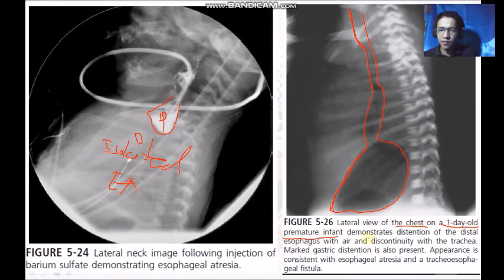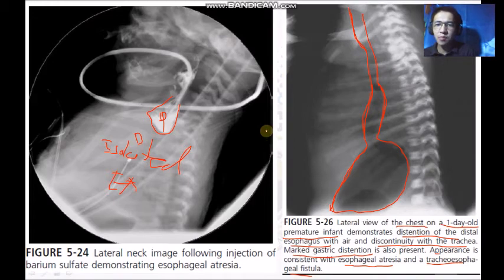So, a lateral view of the chest on a 1-day-old premature infant demonstrates distension of the distal esophagus. Here you can see the esophagus is much wider compared to the other area. So this is the distal esophagus filled with air and discontinuity with the trachea. Marked gastric distension is also present. The appearance is consistent with esophageal atresia and tracheoesophageal fistula.